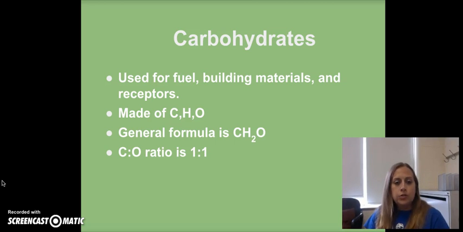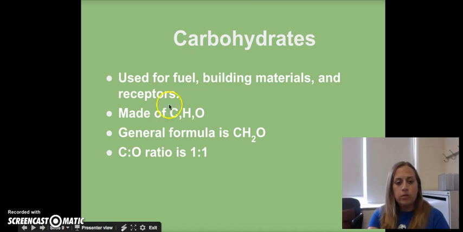So carbohydrates are used for fuel, for building materials, and as receptors on cell membranes. If you look at the name, you've got carbo, so it's made of carbon, and then hydrate sounds like water, and so it's made of hydrogen and oxygen. And it's actually interesting when you look at the general formula, it's always going to be CH2O, meaning that you're always going to have the same numbers of carbon and oxygen, and then twice the number of hydrogen.